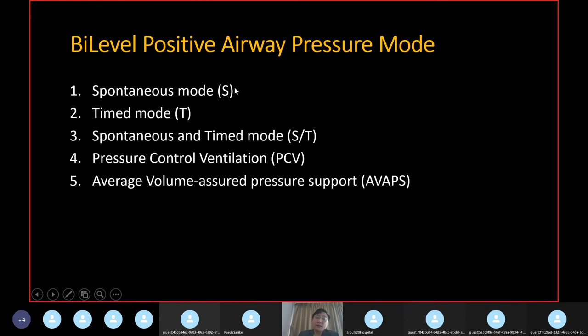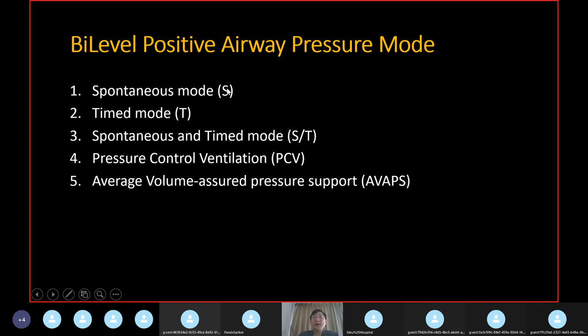As I said, the settings you are going to put in are the pressure support and also the PEEP. So you don't need to set any inspiratory time, and you don't need to set the rate. These are the only two things you set. But why is spontaneous mode called a bi-level mode? Because it provides two different pressures. One pressure is the pressure support.